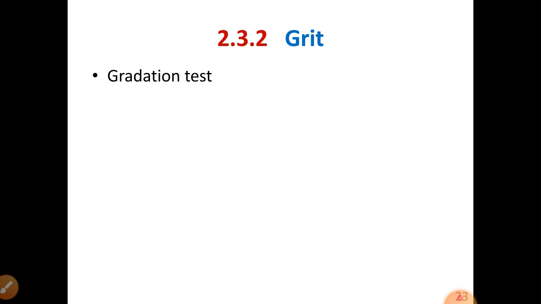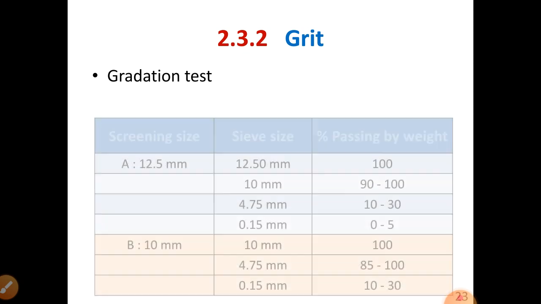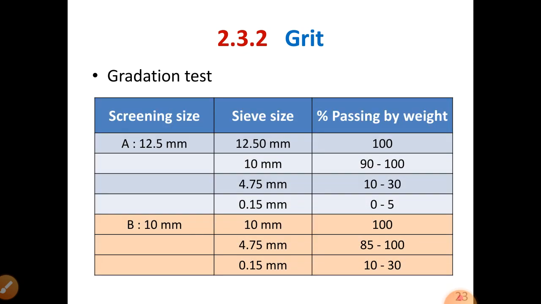Now, the second material for road construction is grit. In gradation test of grit, two sizes are shown in this table. First is A, 12.5 mm size, and second is B, 10 mm size. For both sizes of screening, the sieve size used and percentage passing by weight is shown.